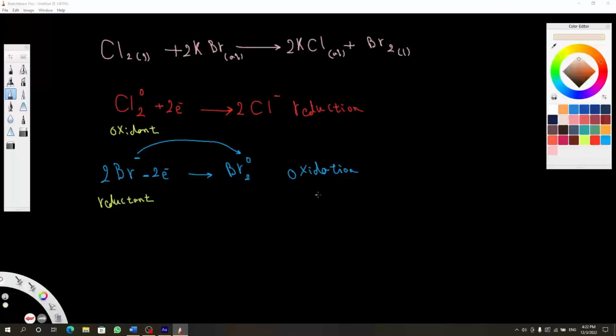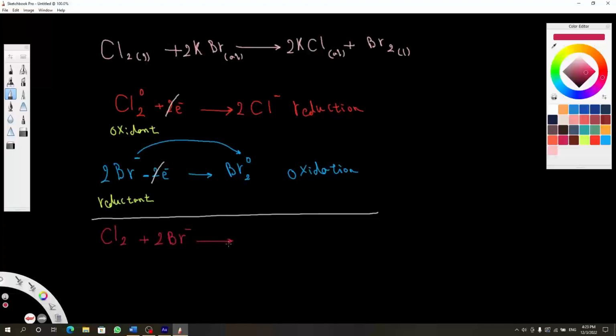Now let's write the full ionic equation. Just add the two equations together. Plus 2 minus 2 will cancel each other. Here we have chlorine plus 2 bromide ions. This reaction will yield 2 chloride ions and bromine.